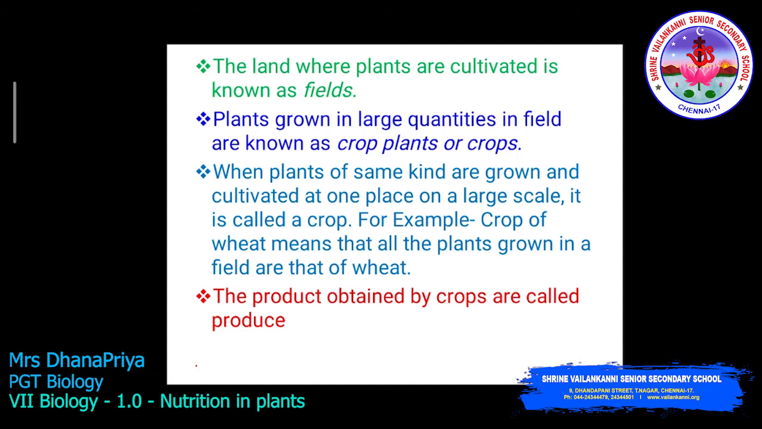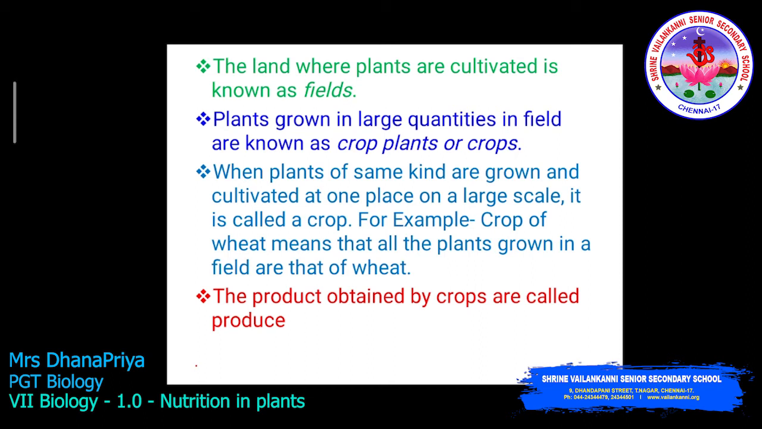The land where plants are cultivated is known as a field. So what is a field? It is a hectare or whatever area in square feet that we need to cultivate the plants. So that is referred to as a field. Plants grown in large quantities in a field are known as crop plants, or crops.